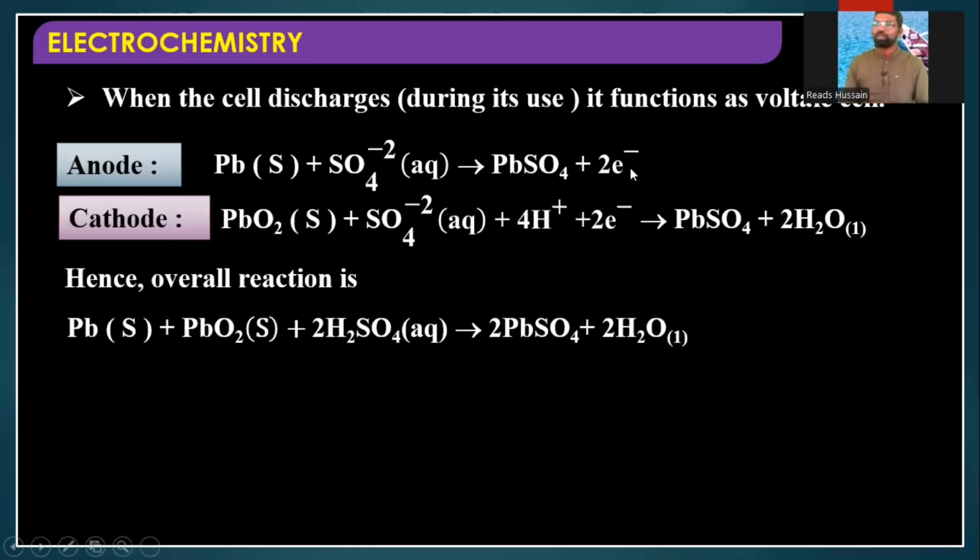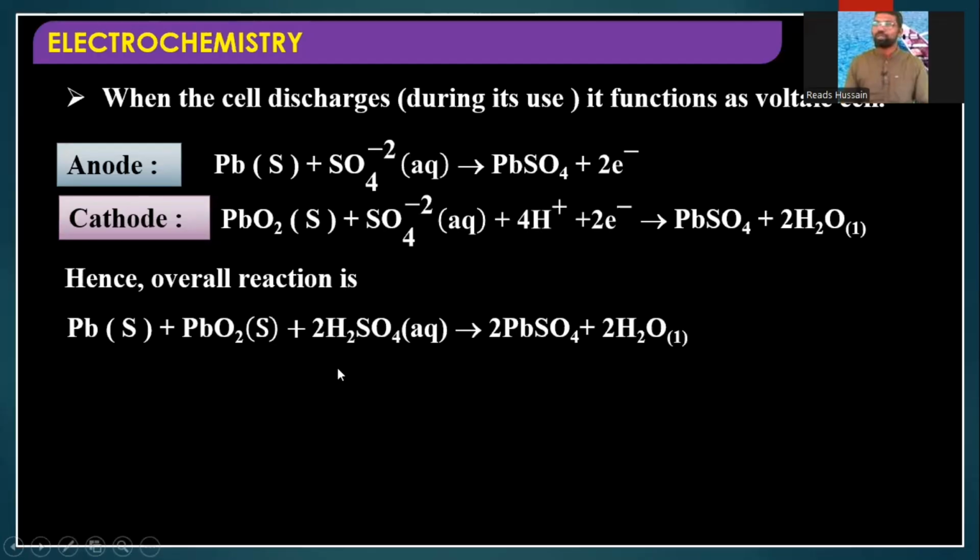So this is loss of electrons. This is an oxidation process, so oxidation takes place at the anode. And at the cathode, lead oxide combines with sulfate ions, H+ ions, and 2 electrons, giving lead sulfate and 2H2O. So here also lead sulfate is formed. This is the anodic reaction, and this is the cathodic reaction. This is oxidation because of loss of electrons; here there is gain of electrons, so this is a reduction reaction. Practice these two reactions and try to remember them, or at least the final reaction.